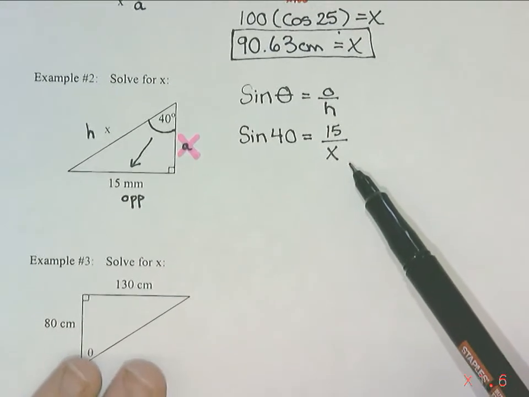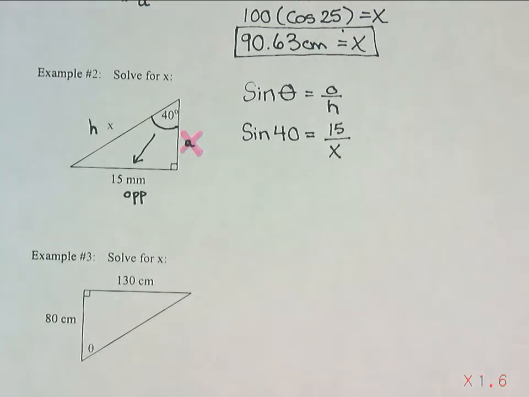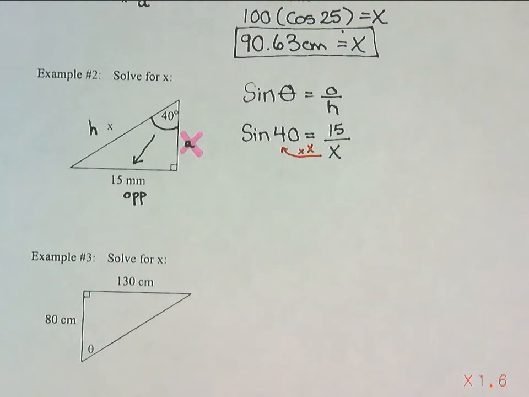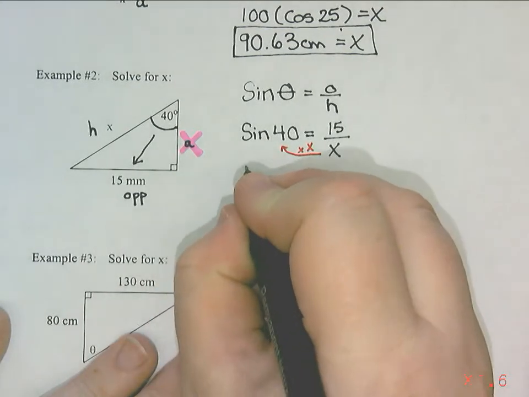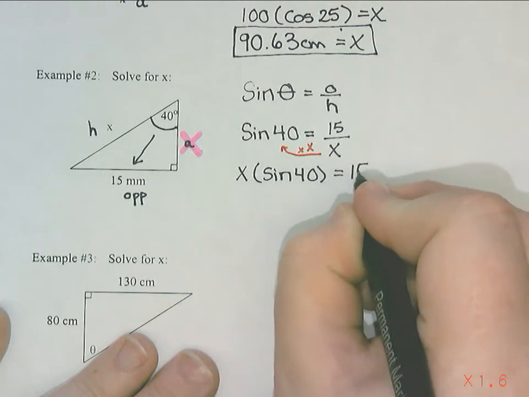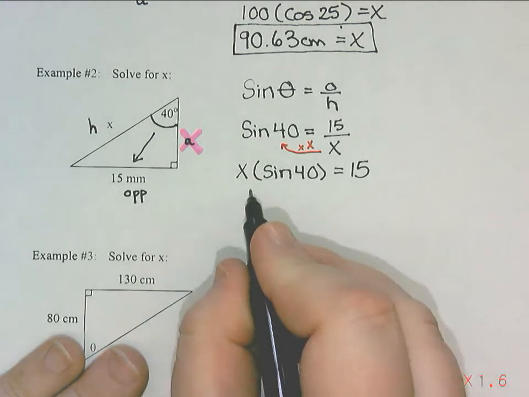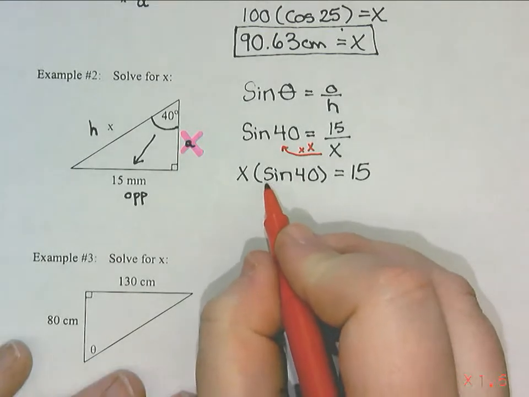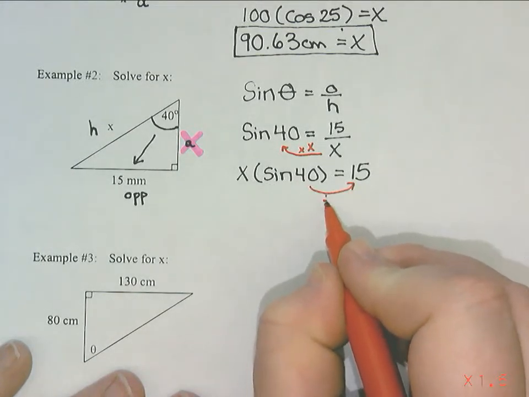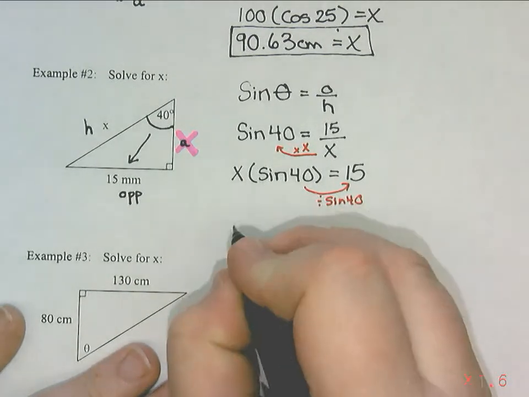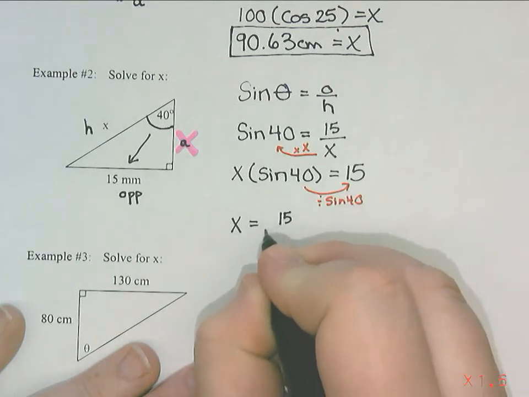The first thing I need to do here is find a way to get the x out of the denominator. So we do the same thing we did last time. We're going to multiply it up to the other side. So I'm going to end up with x times sine of 40. To isolate for x, we need to find a way to take the sine of 40 to the other side. So we're going to do the opposite, and we're going to divide both sides by sine of 40. So x is going to equal 15 divided by sine of 40.